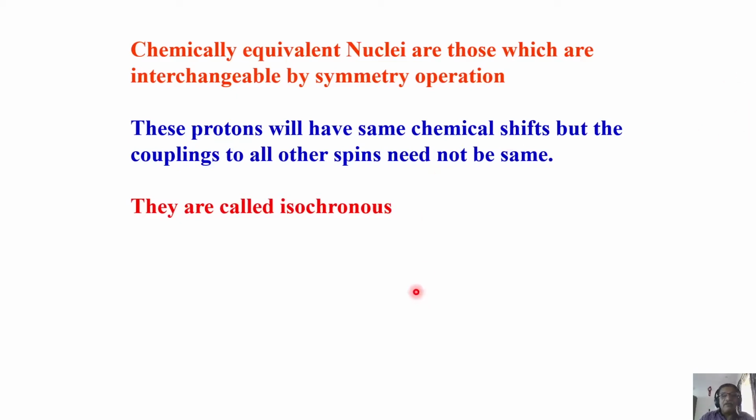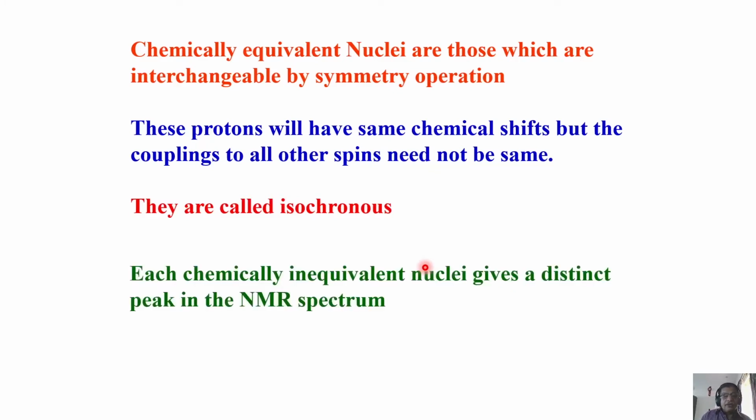And such protons which are chemically equivalent will have the same chemical shift, but the coupling to other spins need not be the same. What is the coupling? I will not even introduce scalar coupling. I only gave some introduction when I introduced interaction parameters. We will come to that later. But remember, coupling may be different, but so long as they are chemically equivalent, they are called isochronous nuclei. Okay? They are called isochronous. So each chemically inequivalent nucleus gives a distinct peak in NMR.